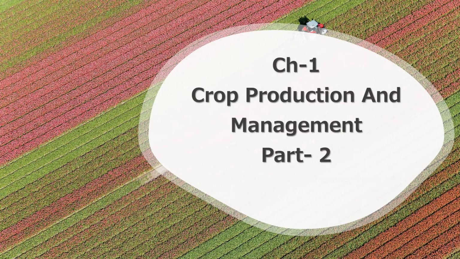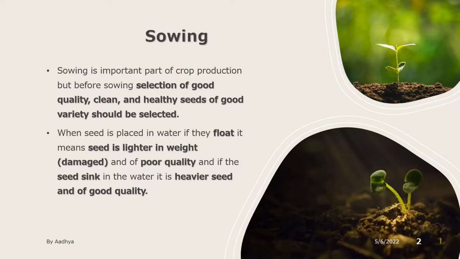So starting with sowing. Sowing is an important part of crop production, but before sowing, clean, healthy seeds of good quality and good variety should be selected. So before the sowing, the first and the most important step is selection of good quality seed. If the seed is not of good quality, then your plant will be deficient in nutrients and of bad quality. It's not hygienic and healthy. The plant is a damaged one.